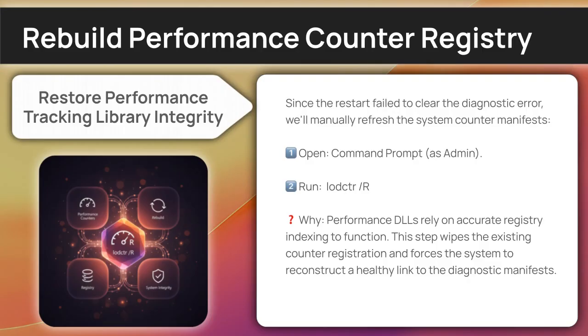First, open command prompt as admin. Second, you're going to type lodctr /R, then hit enter. Why are we doing this? Well, performance DLLs rely on accurate registry indexing to function. This step wipes the existing counter registration and forces the system to reconstruct a healthy link to the diagnostic manifests.